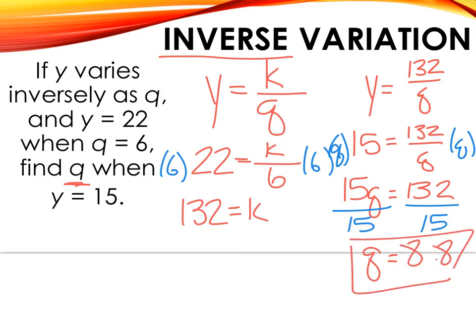8.8. So the only thing you have to remember is if it's direct, it's multiplication. If it's inverse, it's division. You're taking the constant and dividing it by q. Okay?